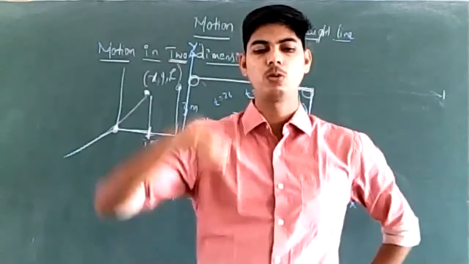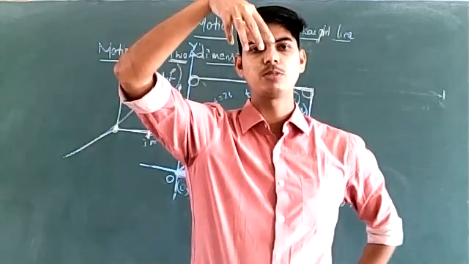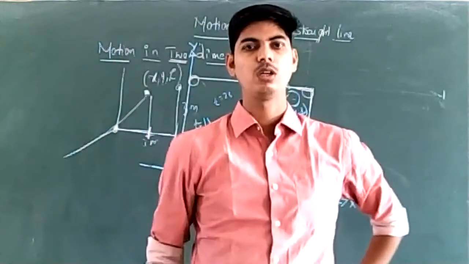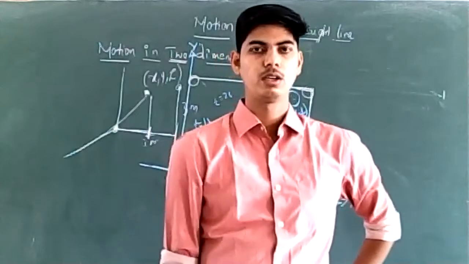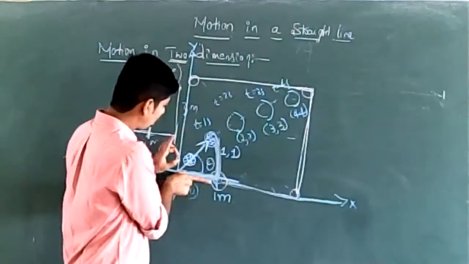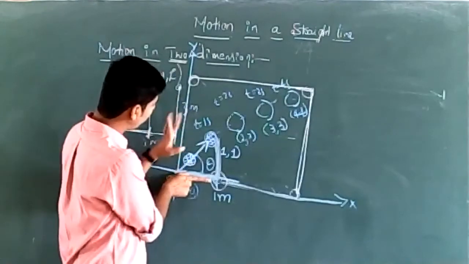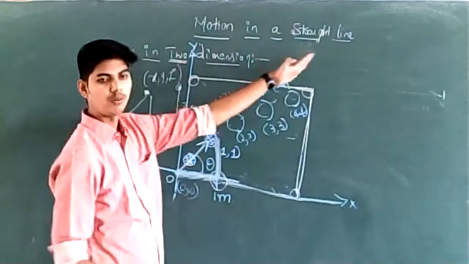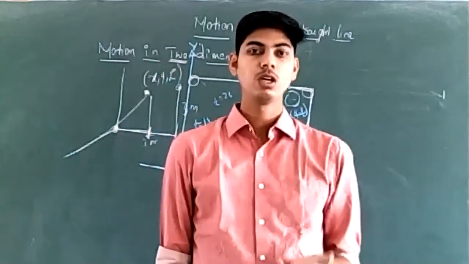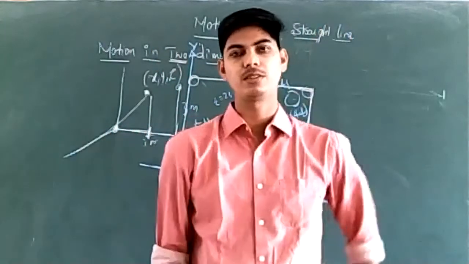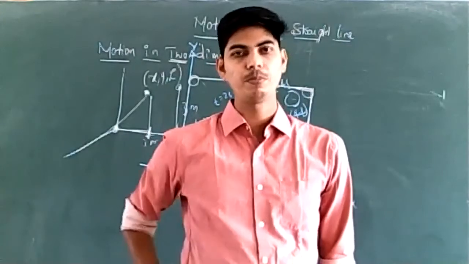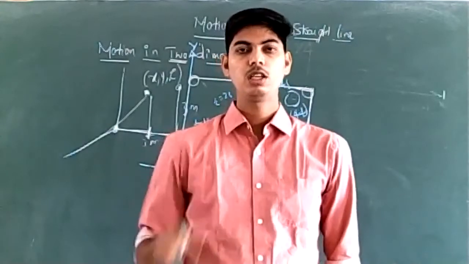Example for 1-dimensional motion is an object released from a certain height. It travels along a straight line. Motion of a carom coin hit at an angle with the horizontal will have 2-dimensional motion. Motion of a bird in space is an example for 3-dimensional motion. This is regarding the types of motion.